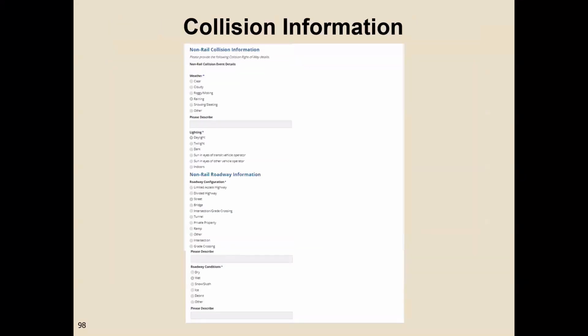After the collision event information screen, the next screen to appear is the collision information screen shown here. Earlier, I mentioned that we separated the intersection/grade crossing selection into an intersection selection and a grade crossing selection. You'll notice that this form still includes intersection/grade crossing, but you can no longer select it. It had to be kept due to the mid-year launch for historical data.